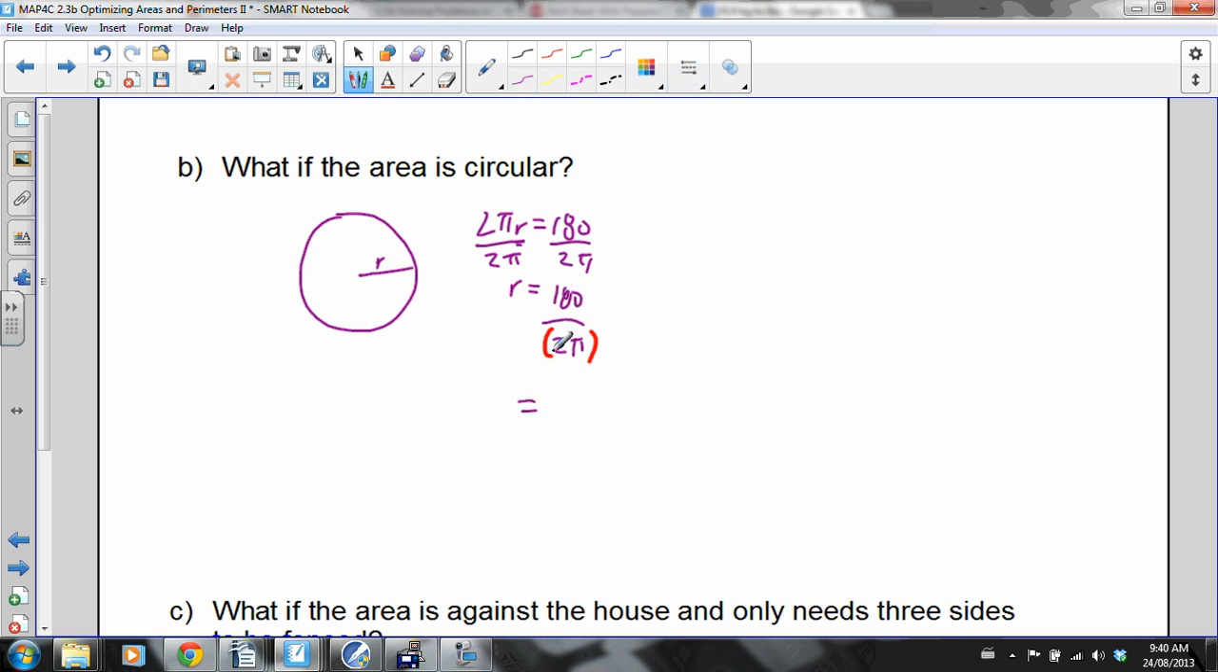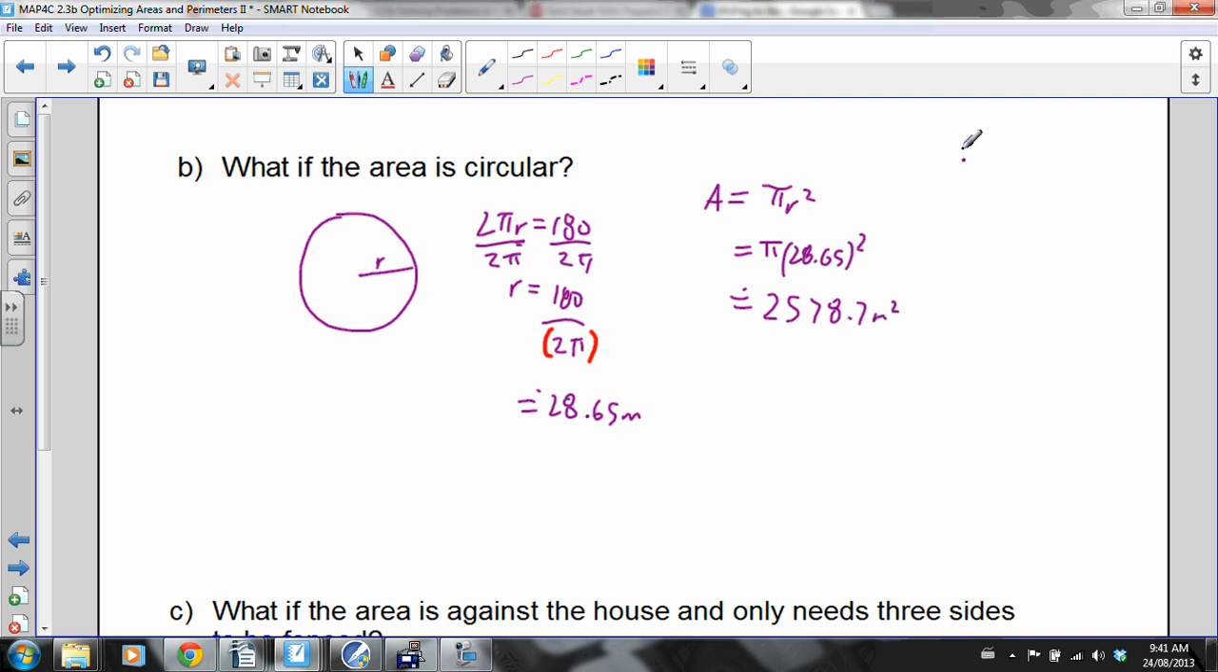180 divided by bracket, 2 times pi, bracket, use your pi button, and you should get about 28.65 meters for the radius of the big circle. And then let's figure out what the area is for the circle. Pi r squared. The radius is what we just found out, 28.65. And I get an area of, unless I made a mistake on my calculator, about 2578.